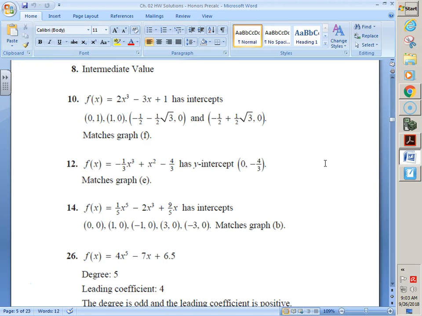What are the directions from me as to how you do homework? Summarize the directions. Someone tell me directions for 10, 12, 14. What did you write? Perfect. Match the graphs. I love it. Jason, thank you.